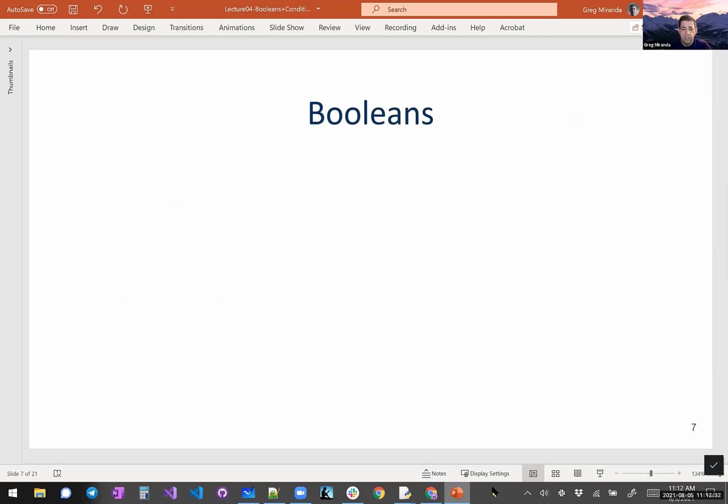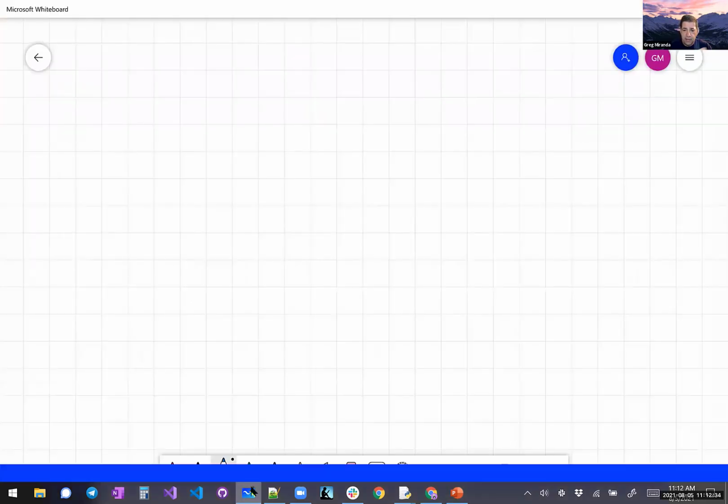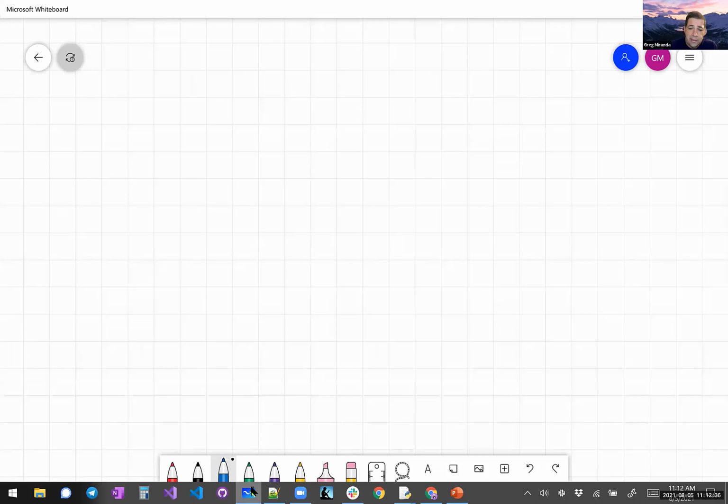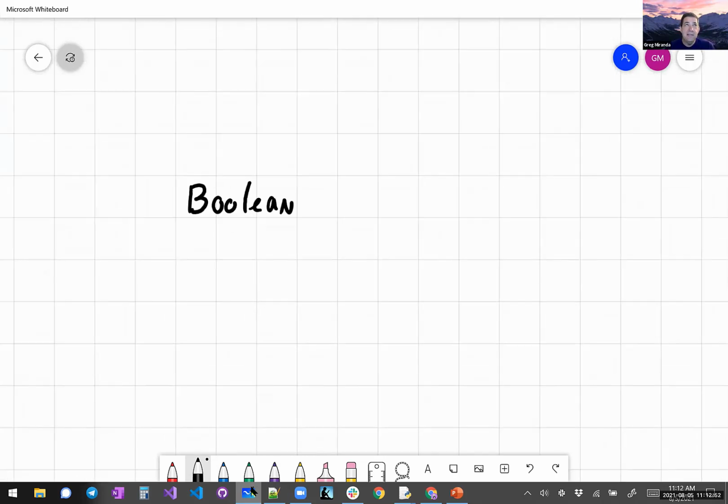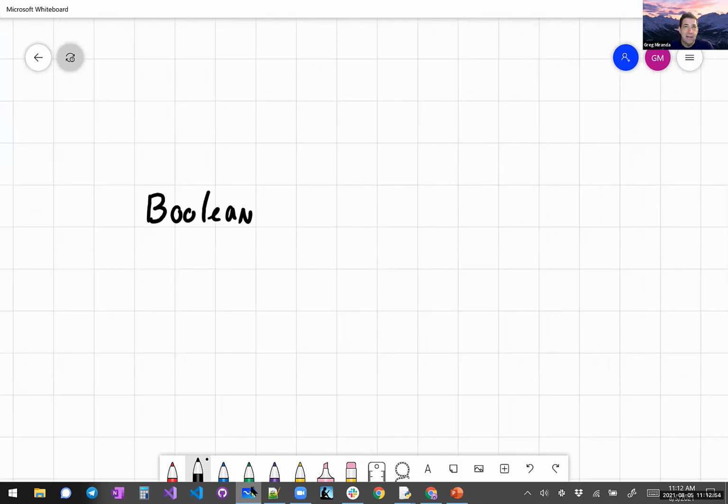So let's go look at Booleans first. There's an entire field of mathematics, and I say mathematics because it is math, that talks about this concept of a Boolean value. And it's actually a person's name. I don't remember the rest of his name. I just know his last name was Boole, and he came up with this math.